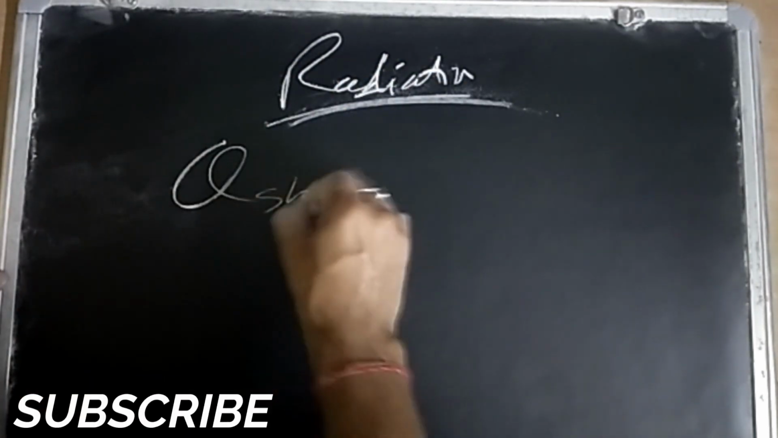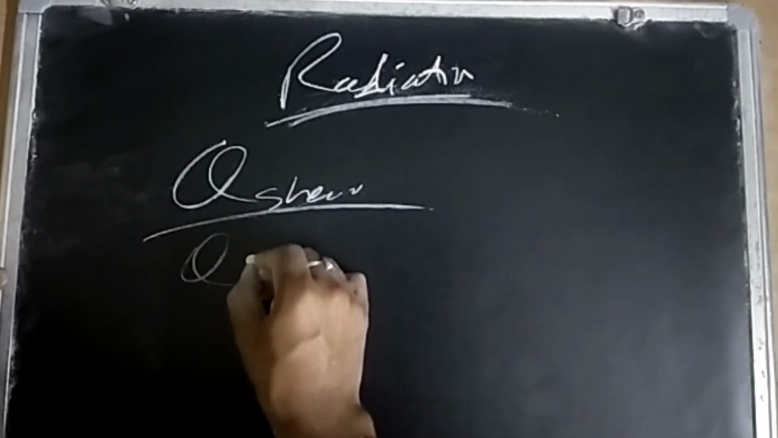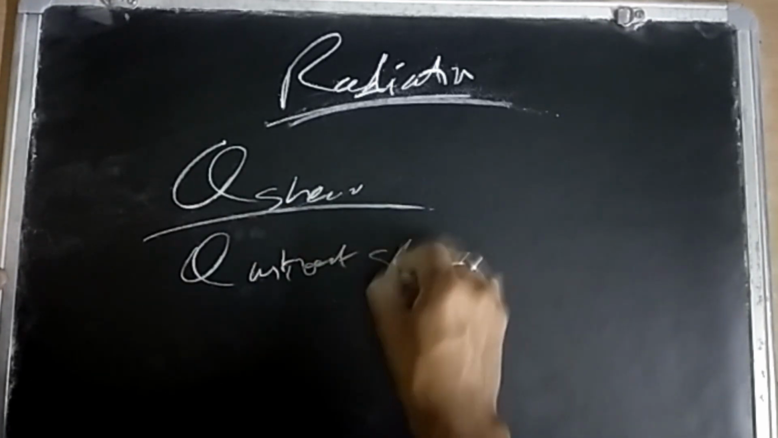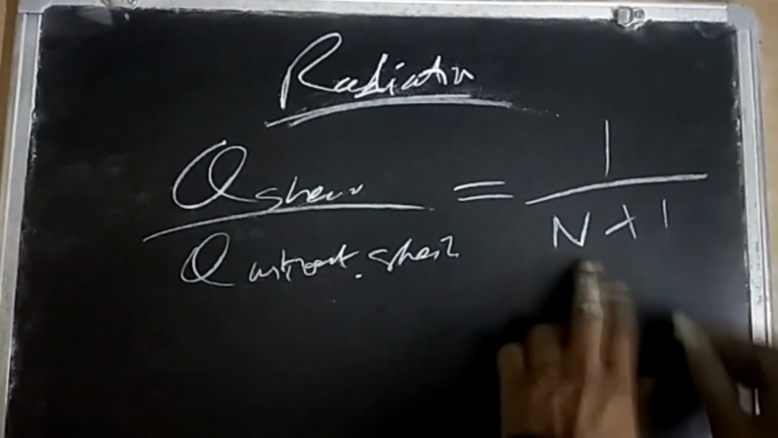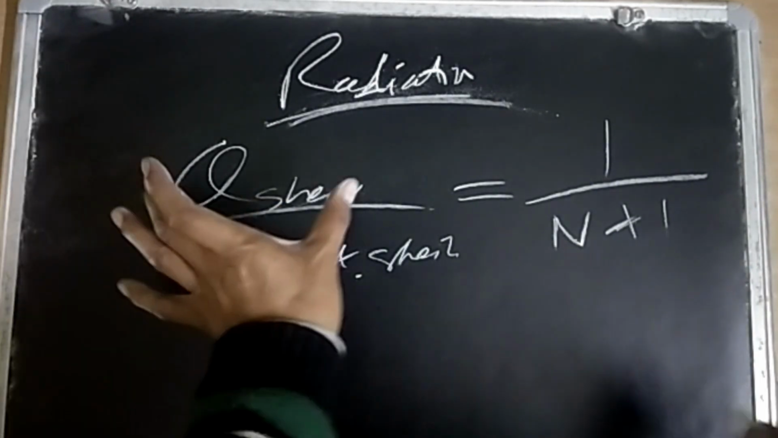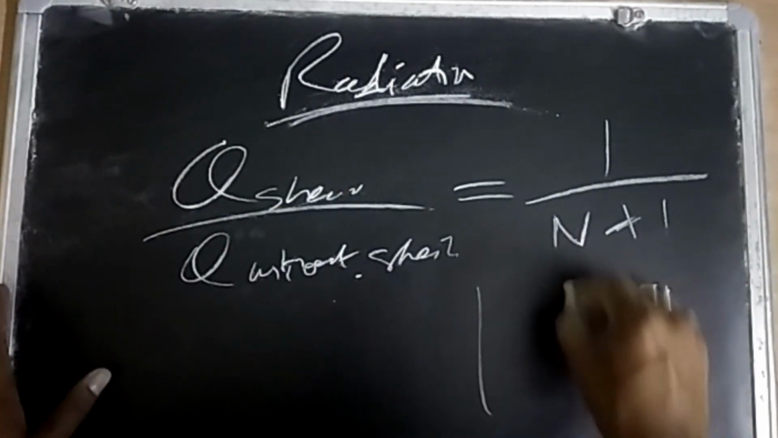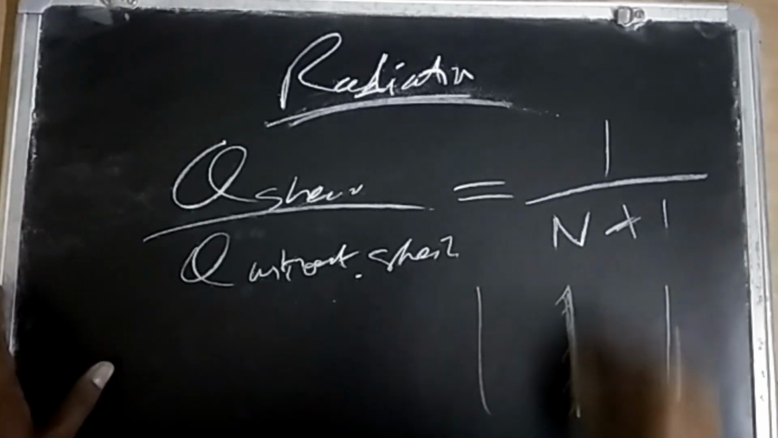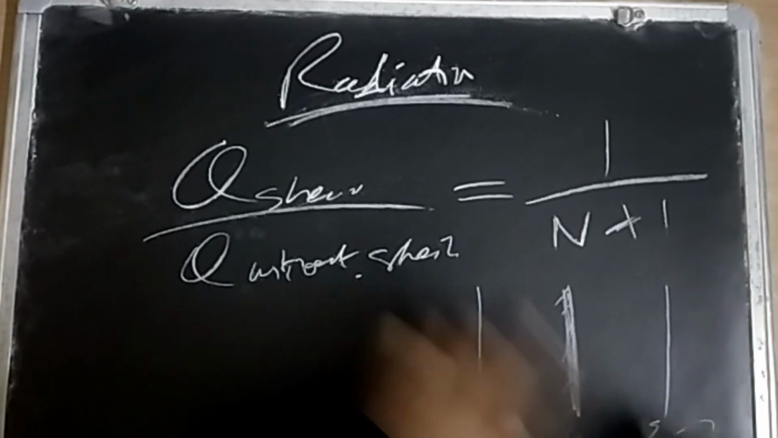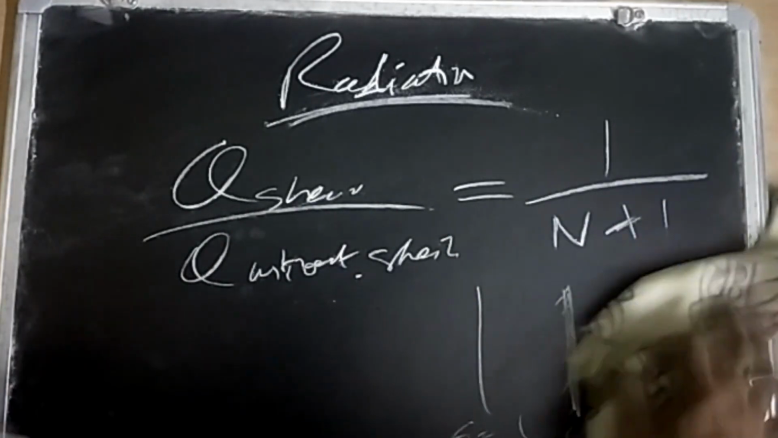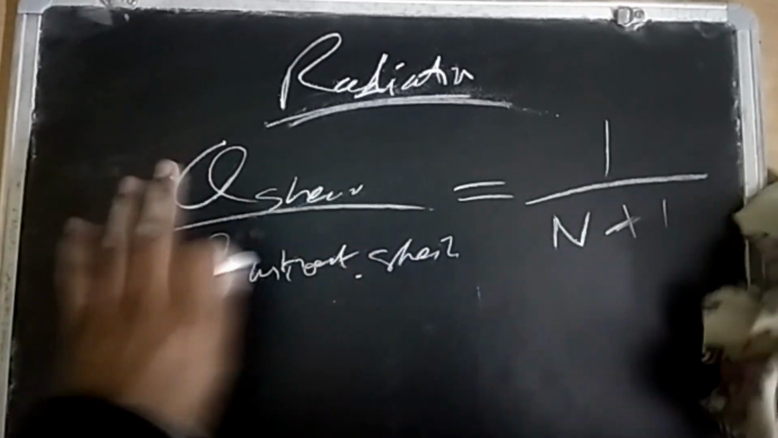Finally, radiation, the last topic. Remember Q with shield and Q, the heat without shield. A very easy method is 1 upon n plus 1, where n is the number of shields. So if there is a shield over here that has some emissivity, say emissivities 1, 2, and the shield has the same emissivity, then Q with shield by Q without shield is 1 upon n plus 1.